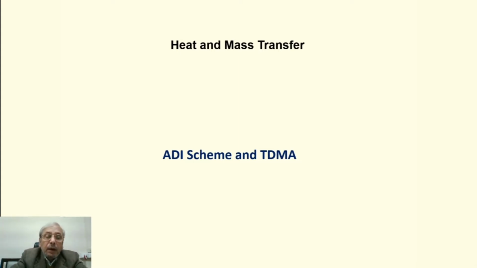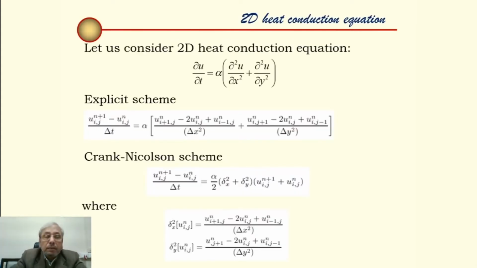ADI is alternate direction implicit. This is the alternate direction implicit scheme and tridiagonal matrix algorithm. Now, in the last class, we have studied implicit schemes, and specifically the Crank-Nicholson implicit scheme. That was for one-dimensional unsteady state conduction.